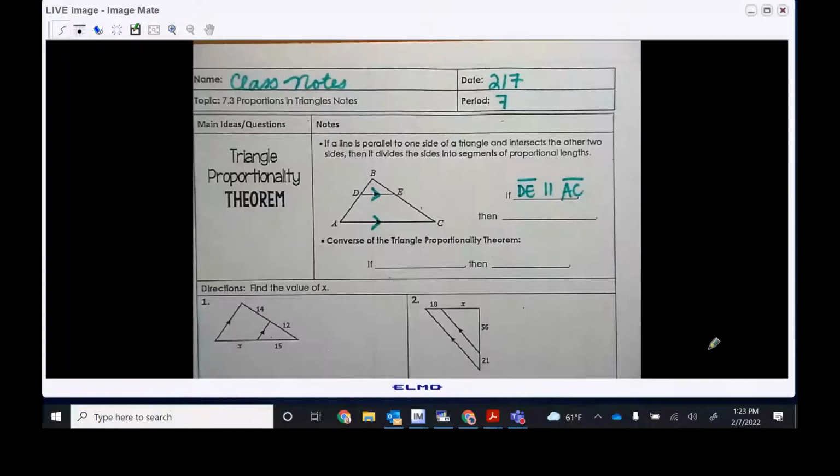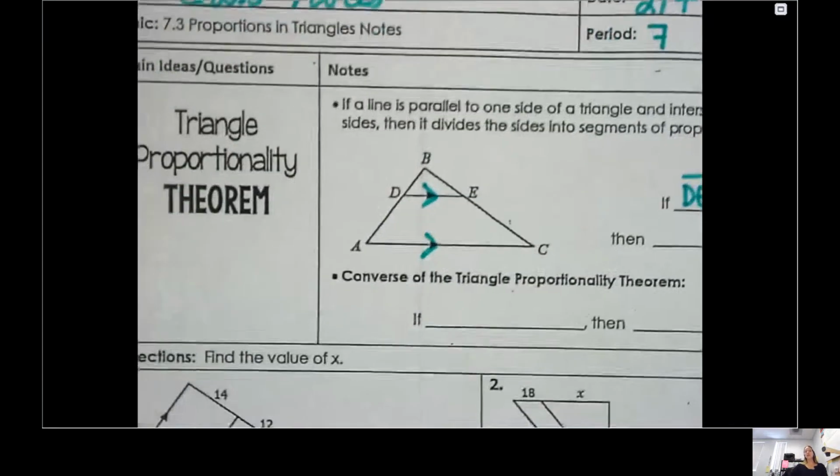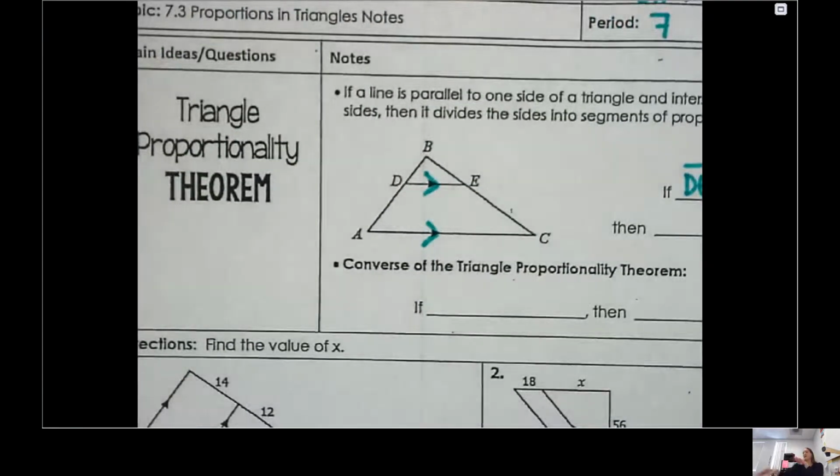Sides are divided into segments that are proportional. So here's what that means. In this picture, there are two different triangles. There's the smaller triangle on the top, and then there's the larger triangle that's underneath. So it's like laying on top of it, right? You've got an overlapping triangle in this picture.